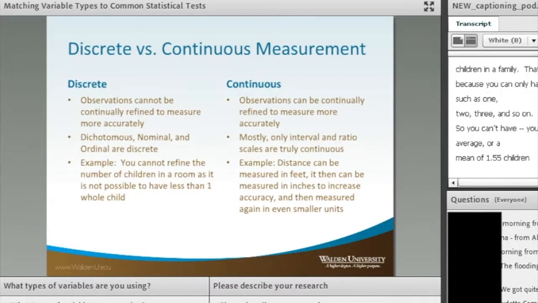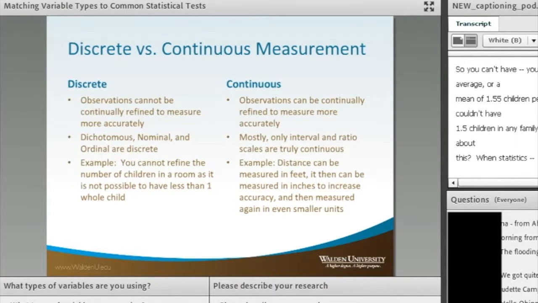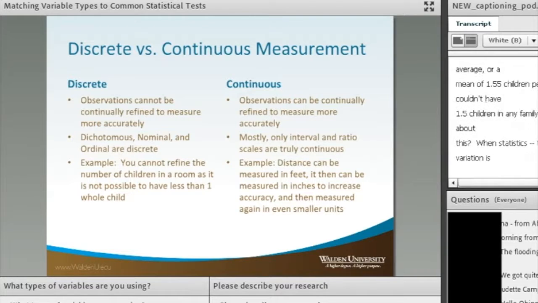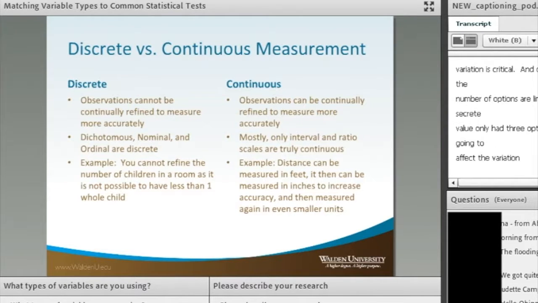Why do we care about this? In statistics, the variability or the variation is critical. And for discrete values, if the number of options is limited, so let's say the discrete value only had 3 options, then it's going to affect the variation in that data set compared to a continuous variable.